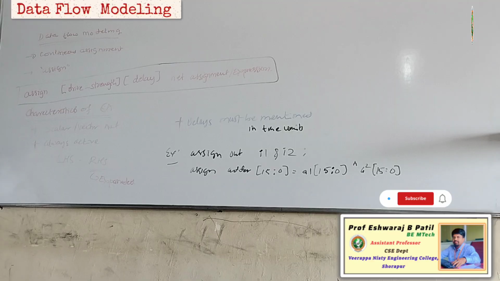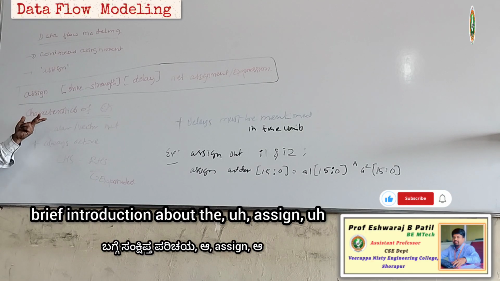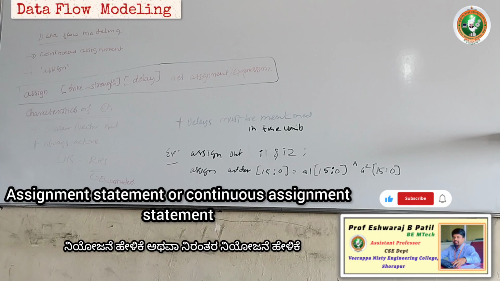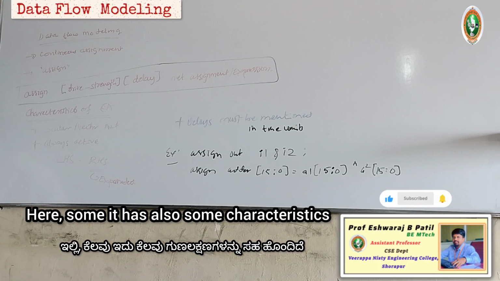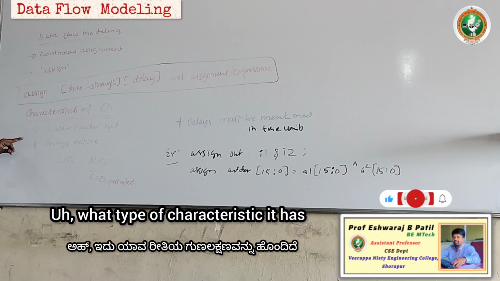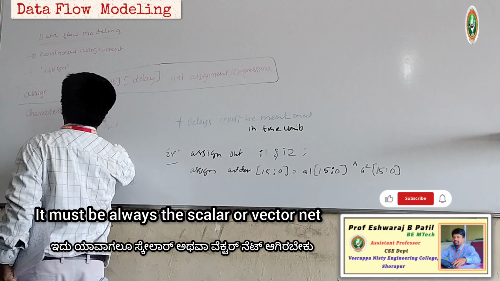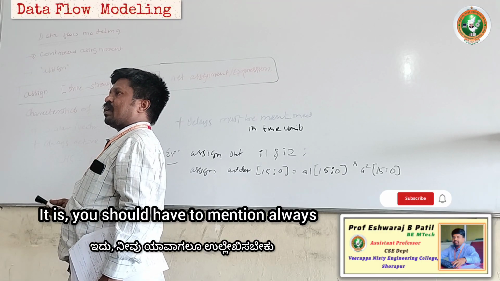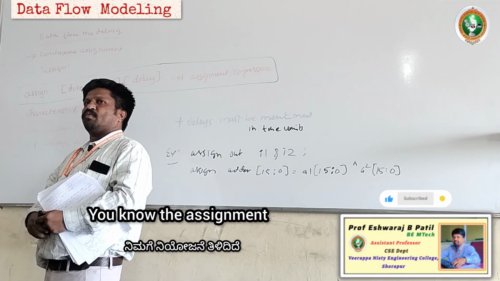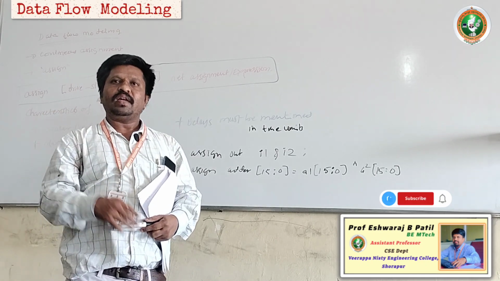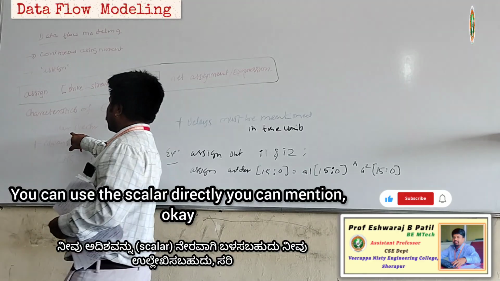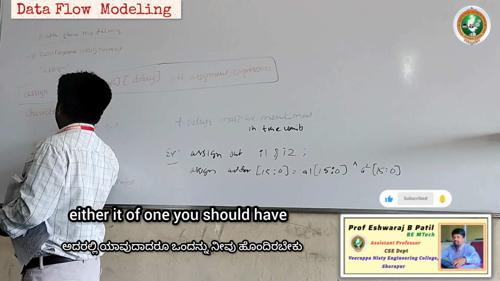This is a brief introduction to the assign statement, or continuous assignment statement. It also has some characteristics. The target must always be a scalar or vector net; you should always mention it. If you are sending only one input, one data, it's not necessary to use a vector net. You can use the scalar directly.